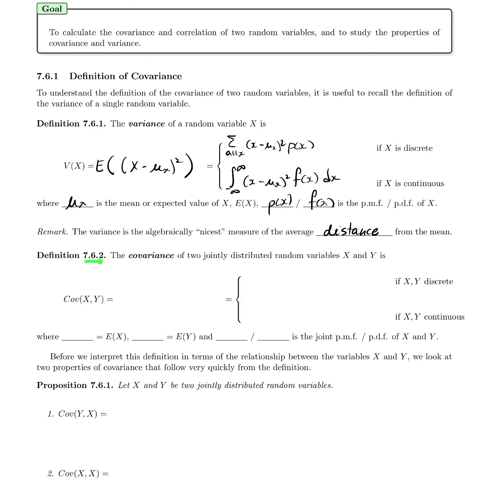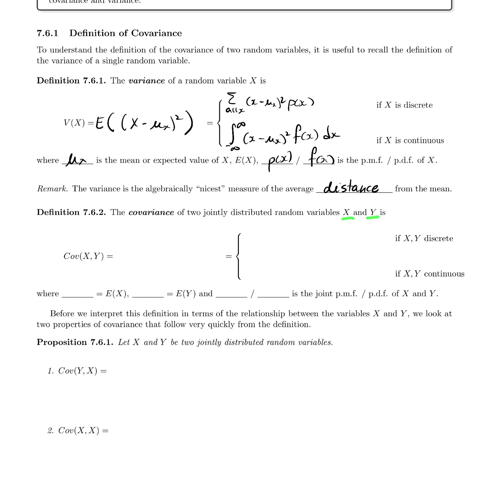Definition 7.6.2, the covariance of two jointly distributed random variables X and Y is, again, an expected value. This time it's the expected value of X minus its mean times Y minus its mean. So what do we have here? Mu sub x is the expected value of X, and mu sub y is the expected value of Y.